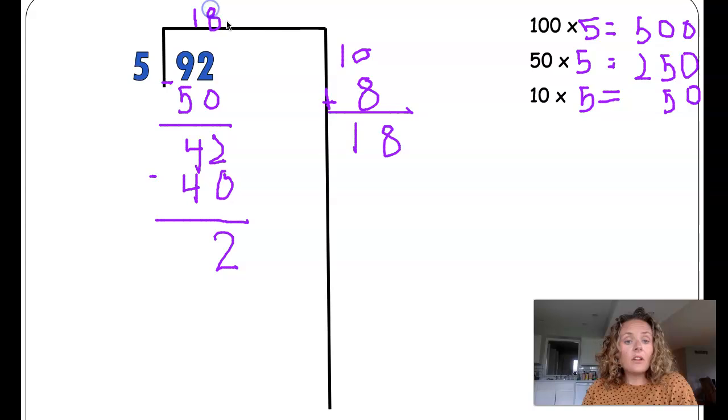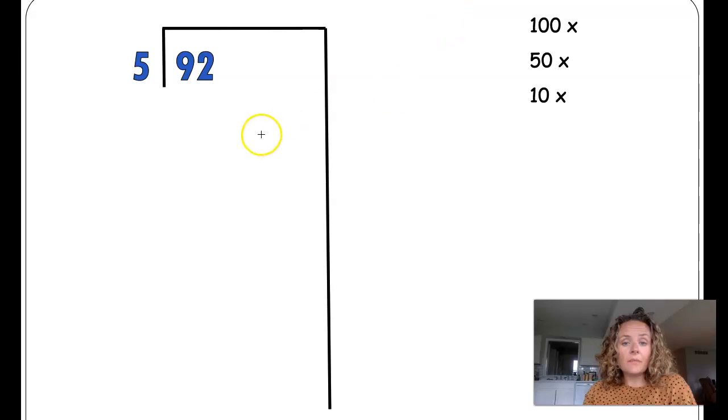I could just put R2, remainder 2, or I could think about it as fractions if I wanted to get really fancy. I don't know if someone would want a fraction of a cookie, but it is possible. So to check this work, we do 18 times 5, which is going to be 90, and then when we add on that remainder of 2, we're at 92, so we know we're correct. Let's try another one. Go ahead and pause this video, try this one on your own, and then come on back to check with me to see how you did.